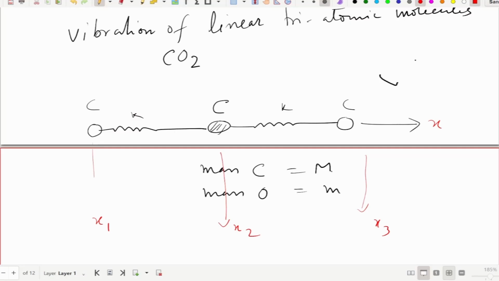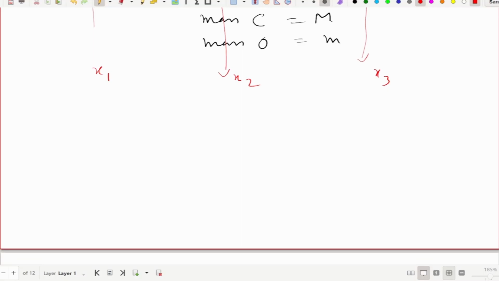With this we can write the Lagrangian. The kinetic energy T for the system we can write as half m for the oxygen atoms, x 1 dot square plus x 3 dot square, and for the carbon atom it will be half capital M x 2 dot square. And then we should write the potential energy.